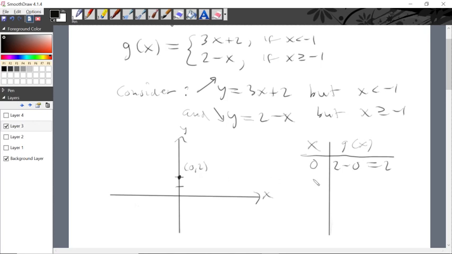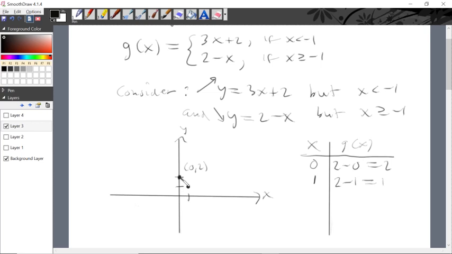Now, what happens if we have x equal to 1? That's still greater than negative 1, so it gets plugged into this branch again. So when x is equal to 1, we have 2 minus 1, which is 1. That means the point (1, 1) is going to be on the graph. Both of these points are on the graph of y equals 2 minus x, because that was the rule that we used. So we know that these are going to be connected in a line.